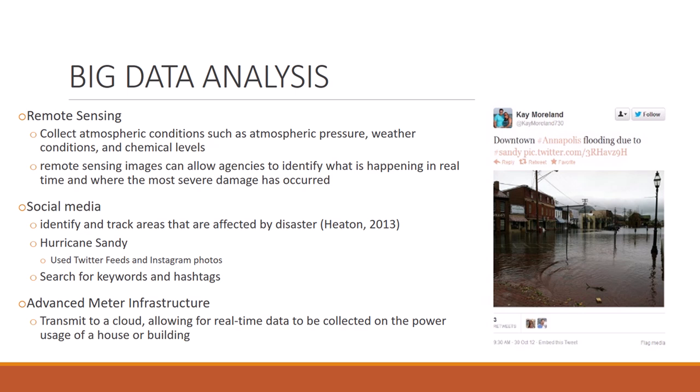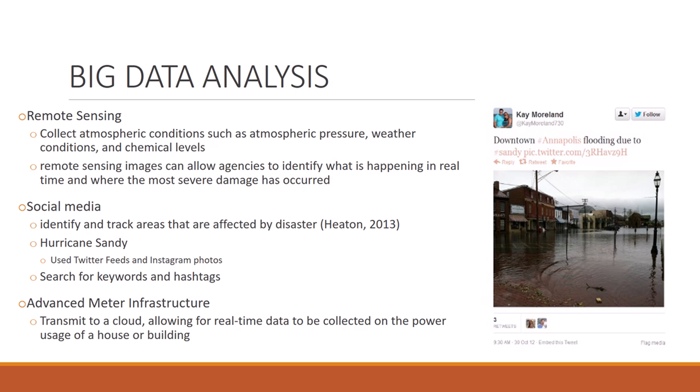One example is the picture that you see here by Kay Moreland about downtown Annapolis that was flooded during Sandy, and she used the hashtag Sandy. Of course, using data from social media can limit the amount of data available, which reduces the scope and dependability of the data, and it can be expensive or private and inaccessible. Regardless, FEMA was still able to track real-time citizen responses to identify what areas were still in need of supplies.